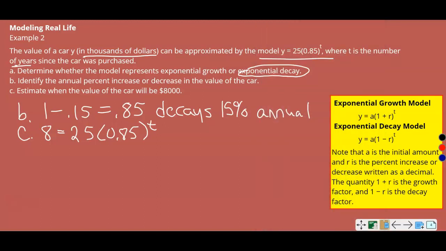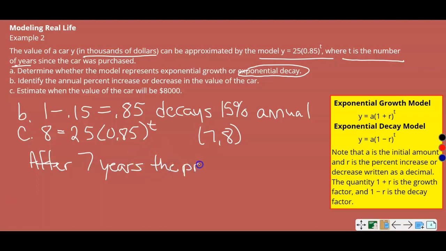So there is a point, 7, 8. So what does that mean? So t is time in number of years. So it says after 7 years, and this would be about 7 years. After about 7 years, the price of this car is about $8,000.